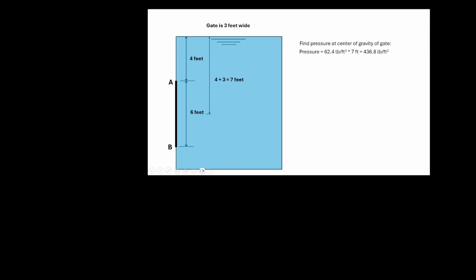So now we know the pressure at 7 feet. And we want to know what the force is. So we take that pressure and multiply it times the area of the gate. And if you remember, the gate's 6 feet high, 3 feet wide, that's going to give you 18 feet squared. Multiply that times the pressure at the center of gravity of the gate. And that gives you 7,862.4 pounds.